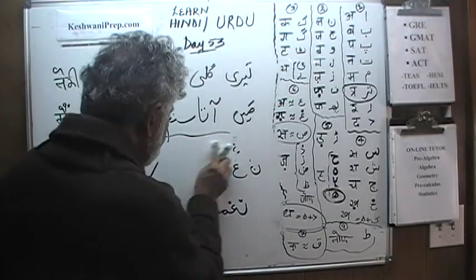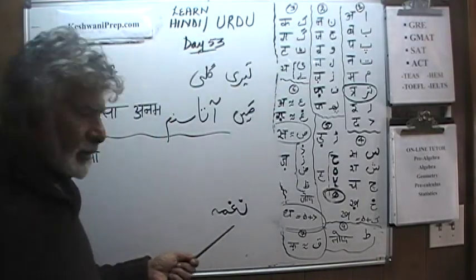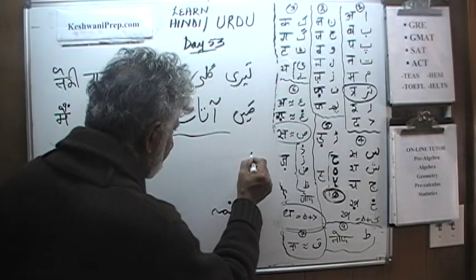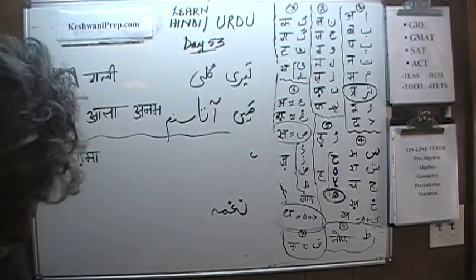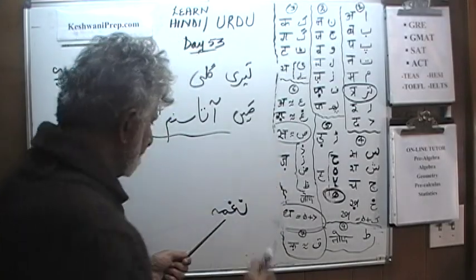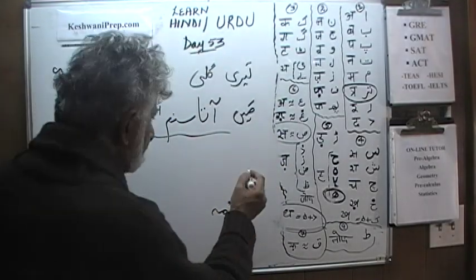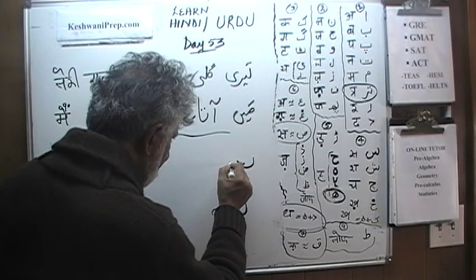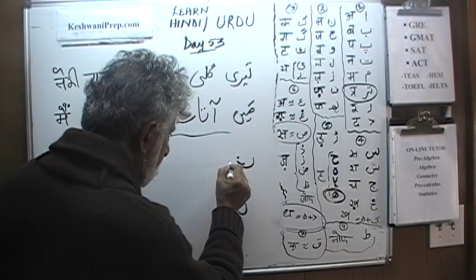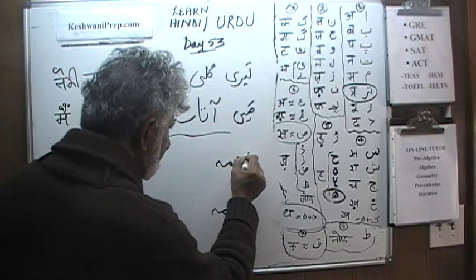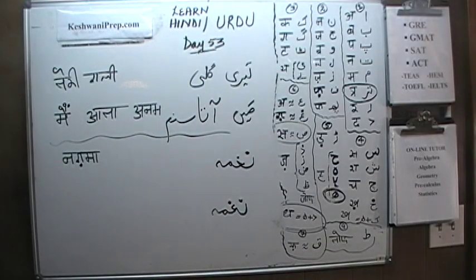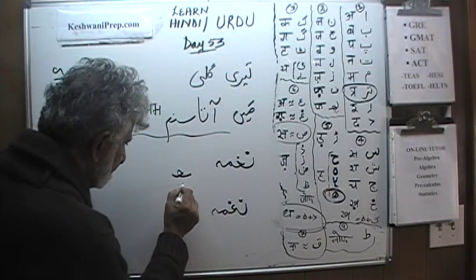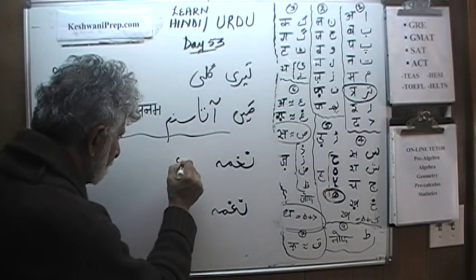But most of the time, in print, you will see it written like this. This ga that you see here would be written like this. Here's your N, and then a G would be like this. That's a G. And then an M and an H. Nagma. So this part that you see here is this. It can also be written as this.